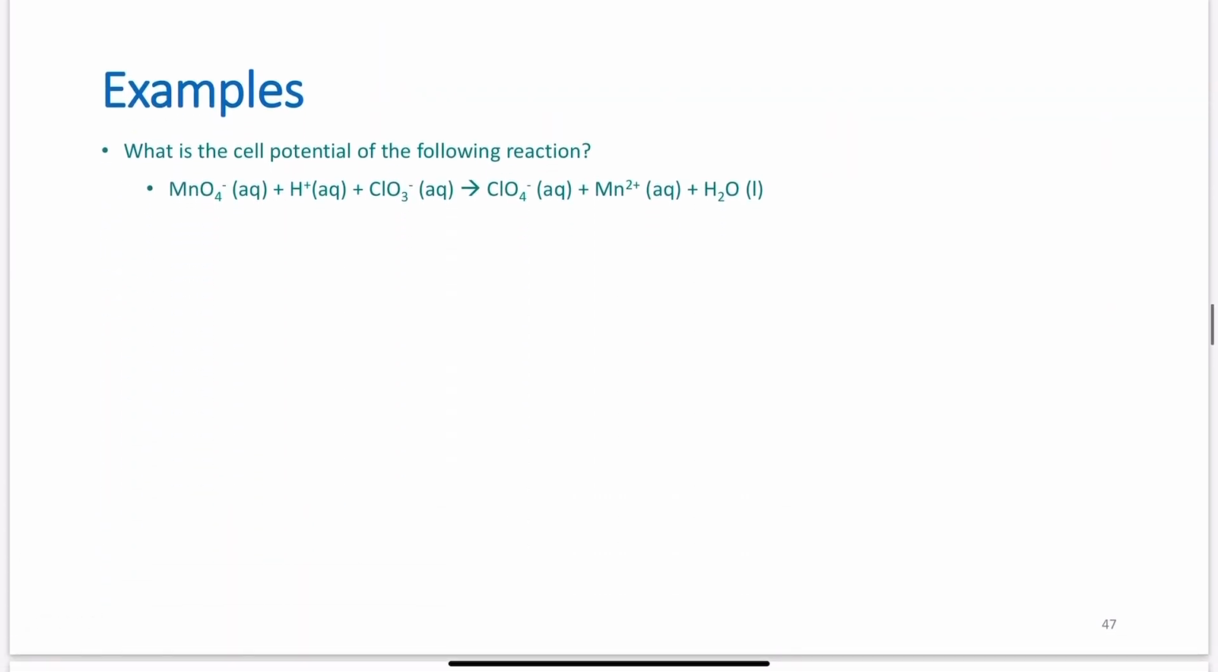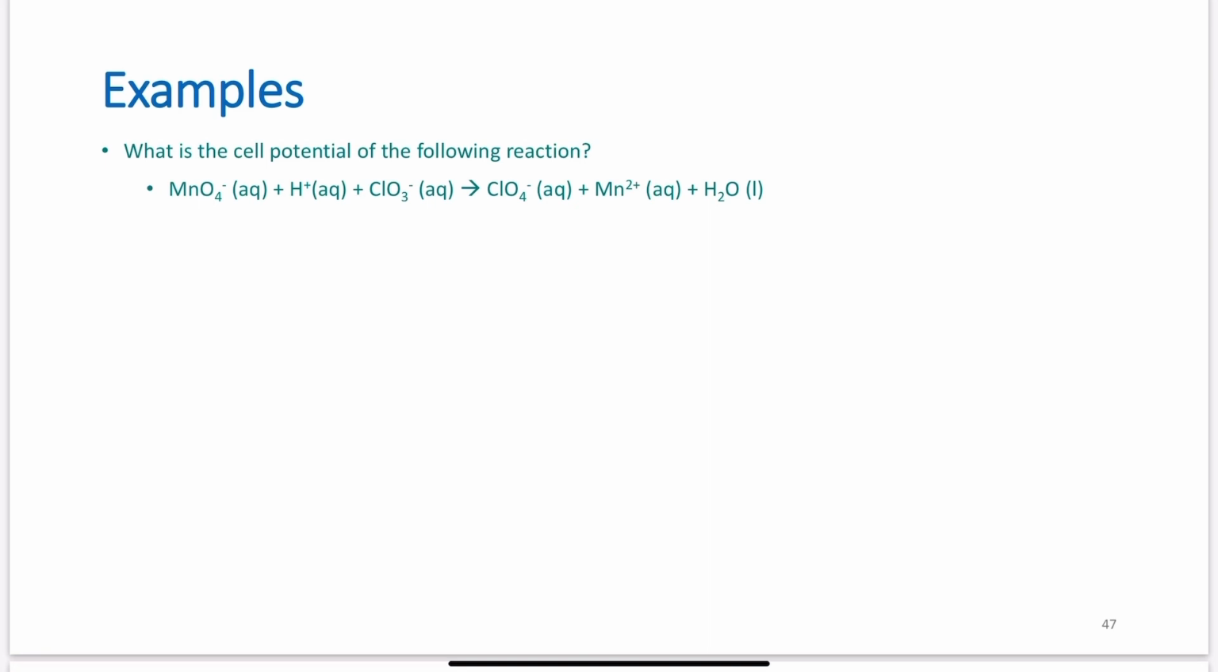What is the cell potential of the following reaction? I've got MnO4 minus plus H plus plus ClO3 minus, giving me ClO4 minus plus Mn2 plus plus H2O. Well, that's kind of confusing, right? I've got to try to figure out how to divide this reaction out. What is going on here? Well, there's a lot going on here. So what I have to do is go back to that reduction table and figure out what reactions are actually involved in this overall reaction.